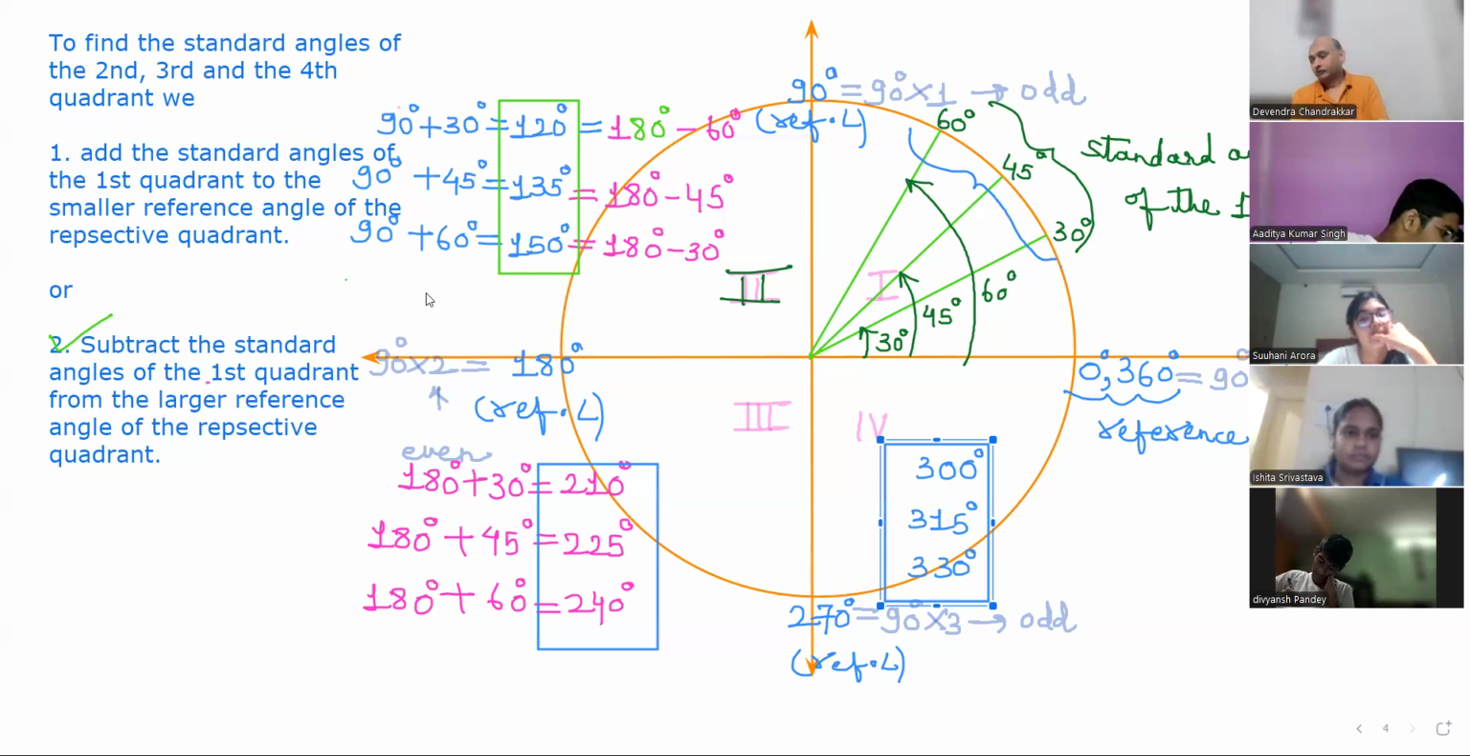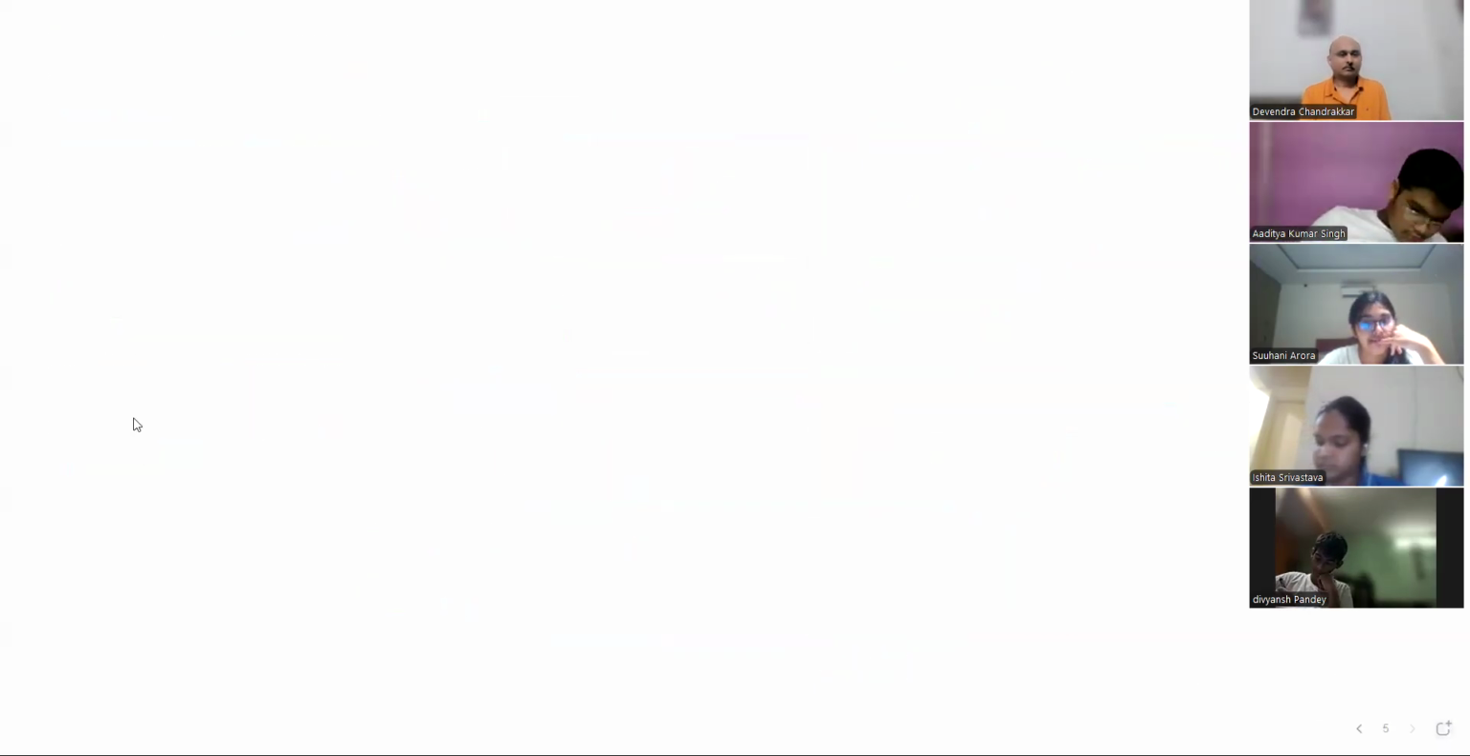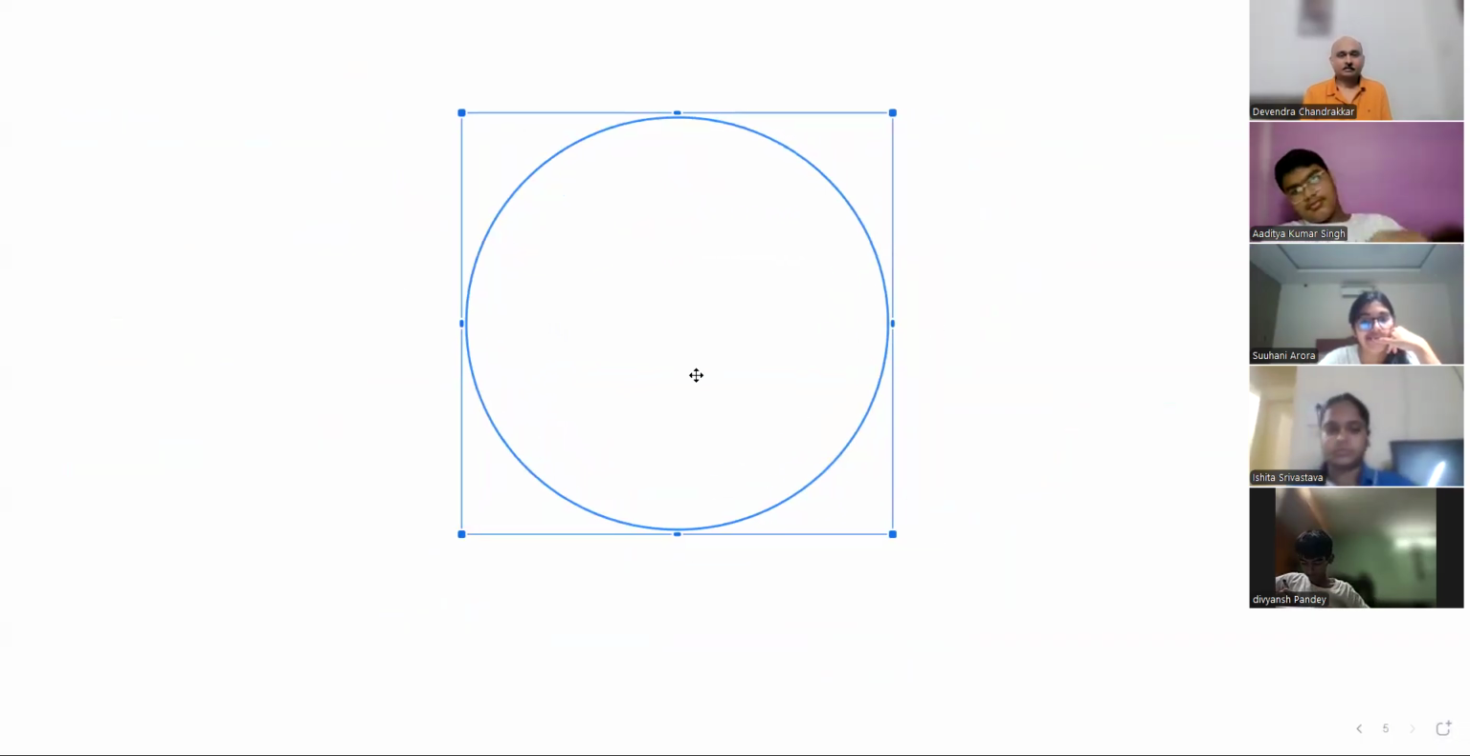Very good. So then comes the next, some more features of the quadrant, right? So let's make the quadrant.